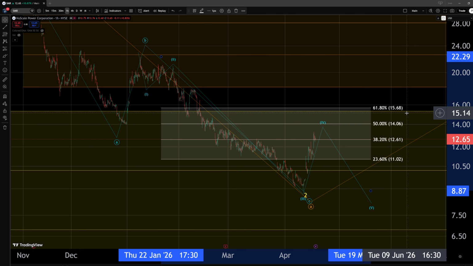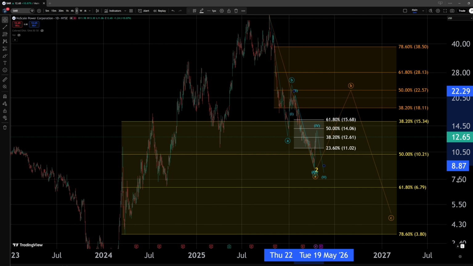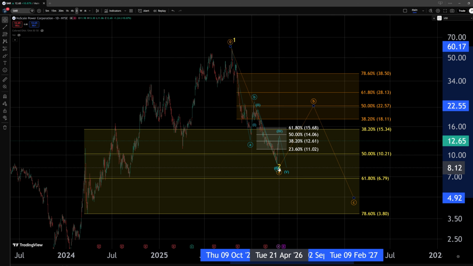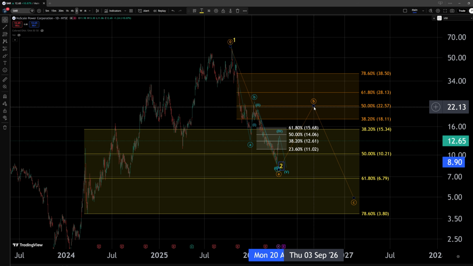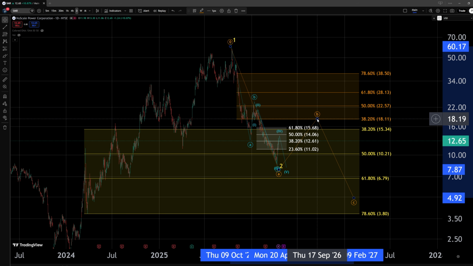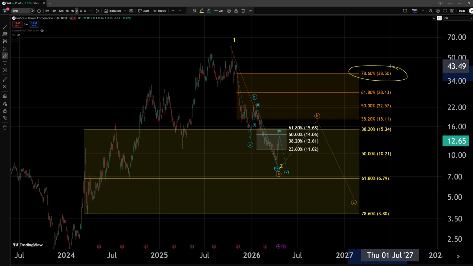We want to see the $15.7 level taken out for a signal, an indication that at least the wave A in orange would have bottomed, if not the wave 2 in yellow. That we would then expect to reach at least $18, and we have the $38.5 level as the key to getting to new all-time highs.